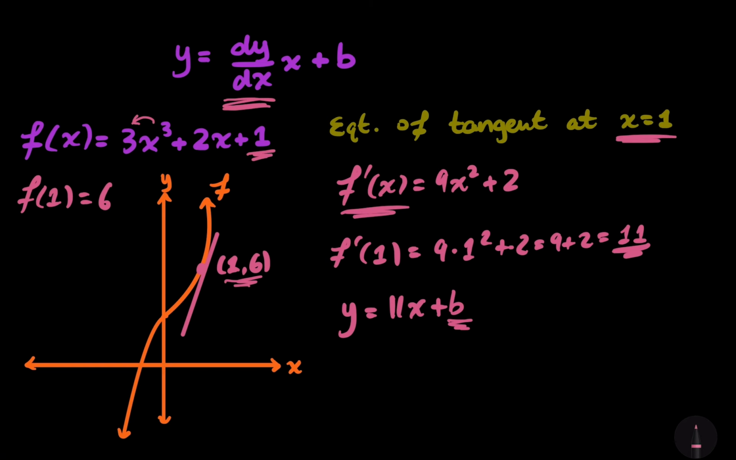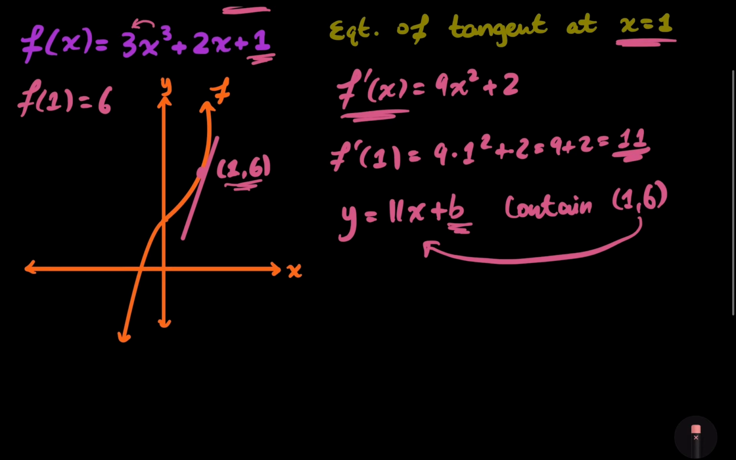Of course, this is just an approximation, it's not very accurate. But with that in mind, we know that the tangent line has to pass through the point (1, 6). So we know it's going to contain the point (1, 6). With that in mind, we can go ahead and input this point into the general form over here and solve for b. So let's do that.